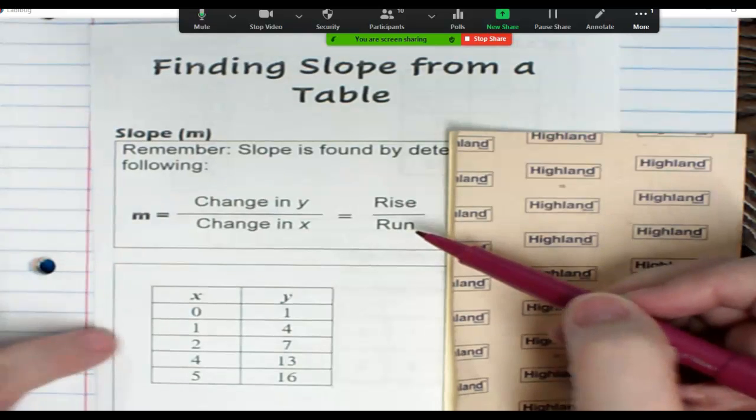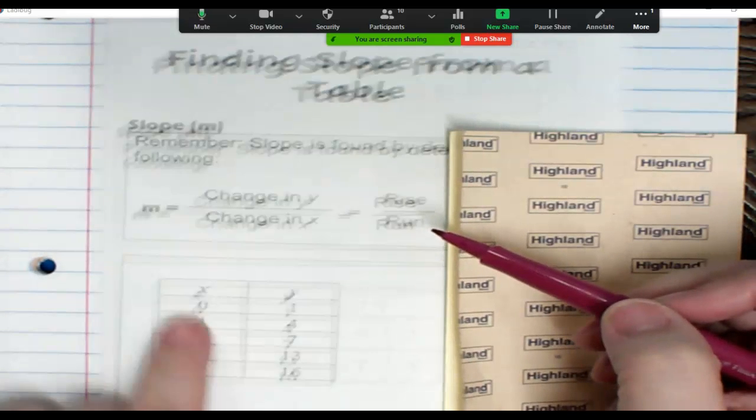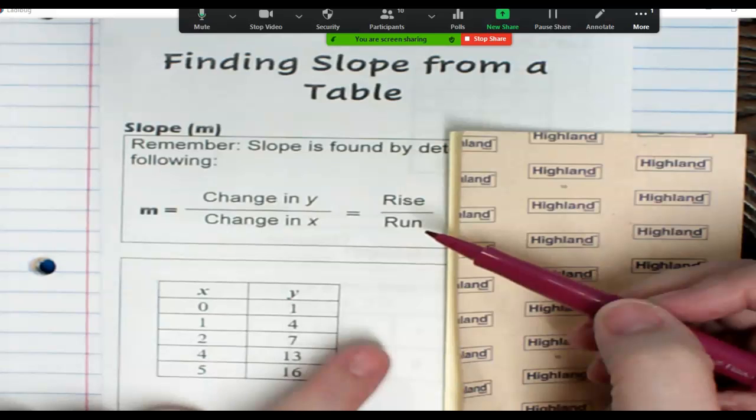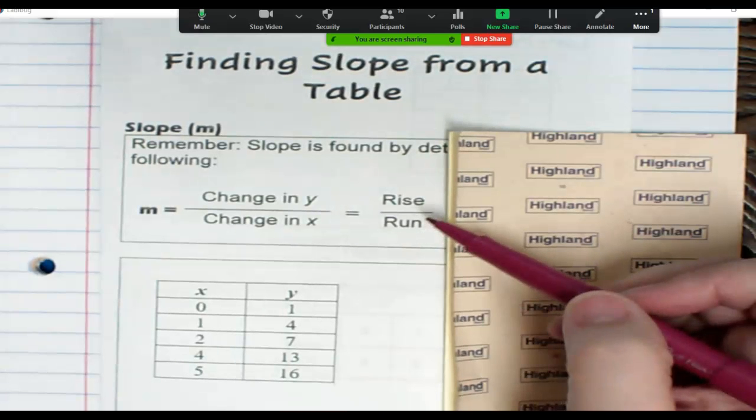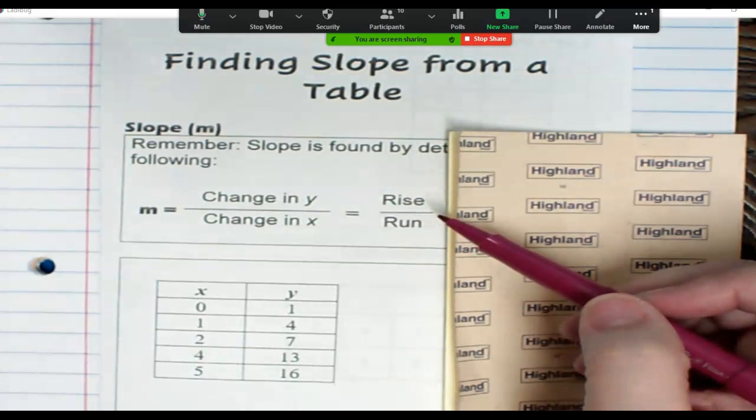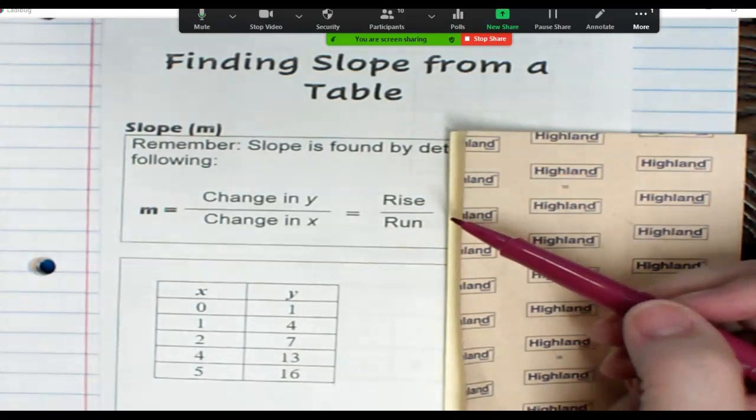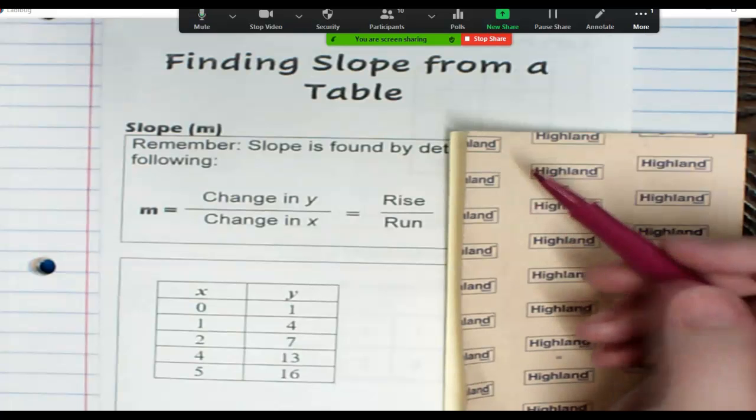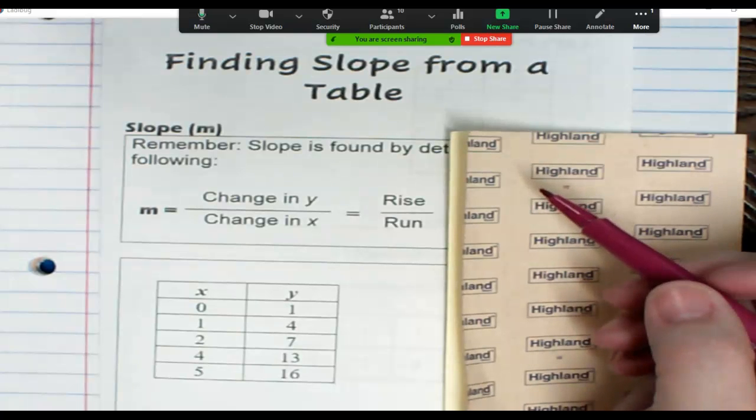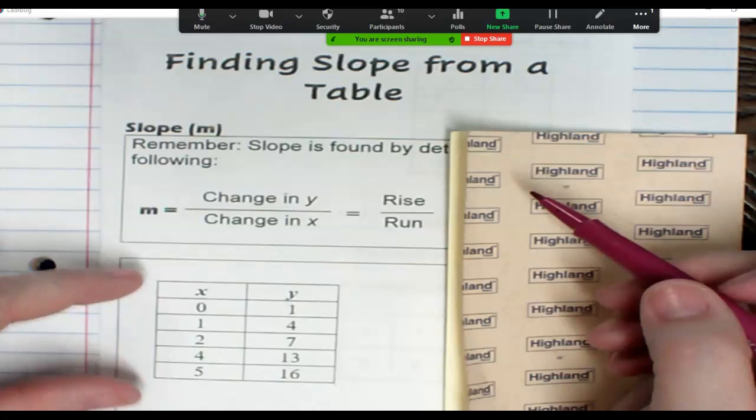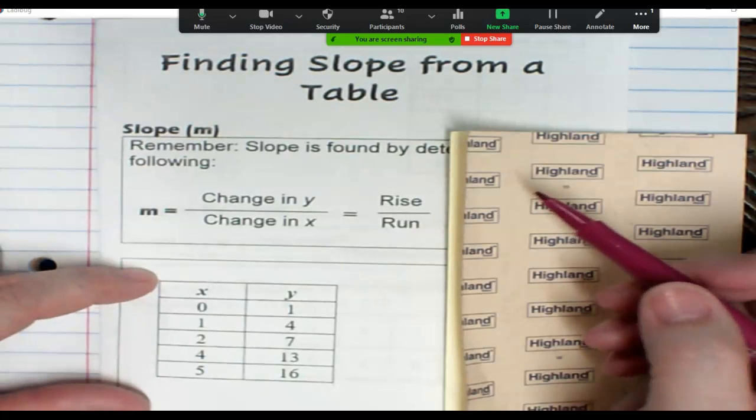Well, if I have this table here, could I take these x and y values and make an ordered pair, then graph all the ordered pairs, find two pretty points, make the line, count rise over run? Could I do that? Yes. Is that a lot of work? Yes. There's another way that I can just use the information in the table to mathematically calculate slope.